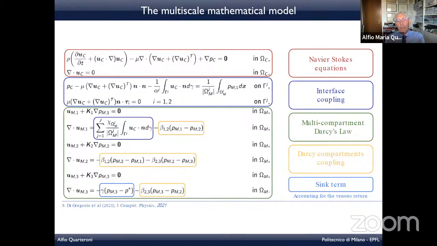So we have a further system of equations. Again, the Navier-Stokes equations in the large vessels. Then you have the multi-compartment Darcy laws, and then you have interface coupling conditions. Again, it's a bit too involved to be discussed in detail, but for those of you who are interested, of course, I can send material, I can send papers.